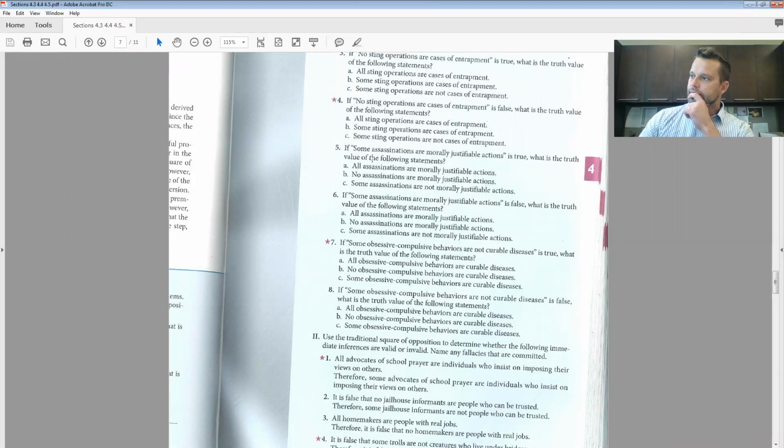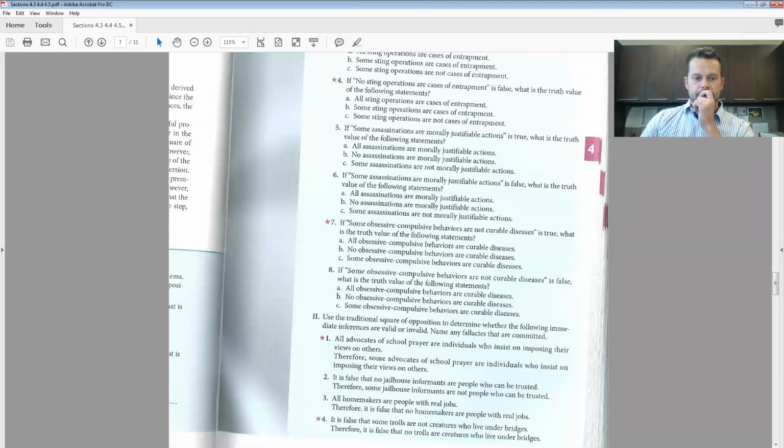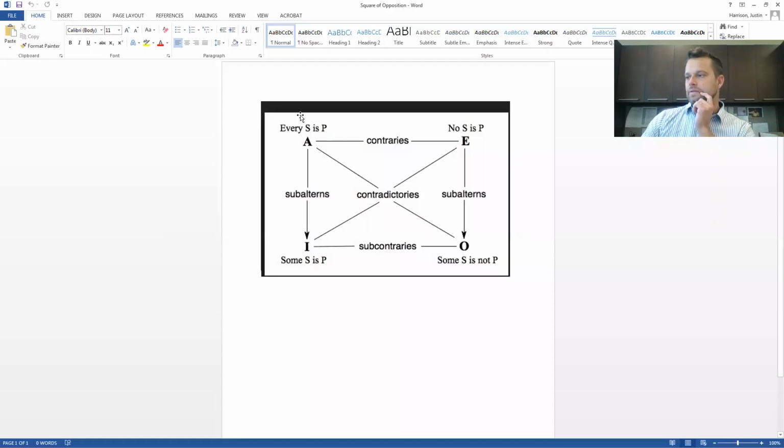number 5. So actually, let's do number 6. Sorry, it's the same thing. Some SRP is false. What is the truth value of the following statements? Okay, let's say that that is false. Number 6 here. So this is a false statement.